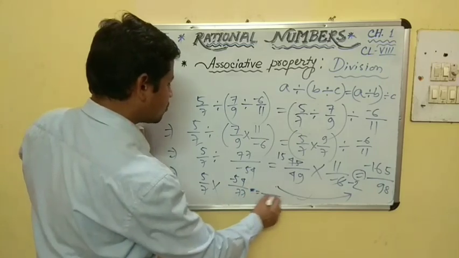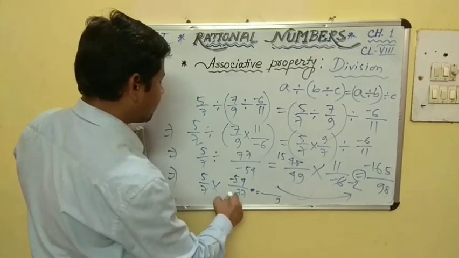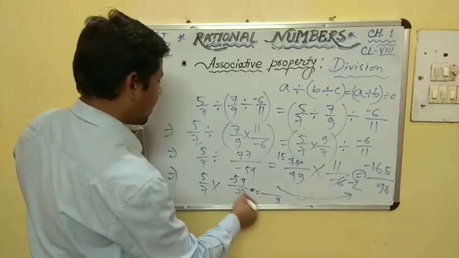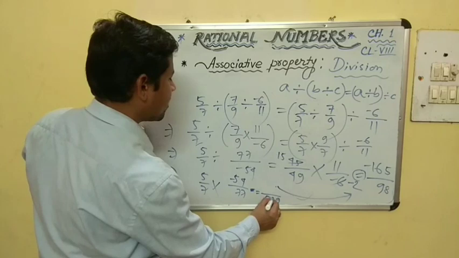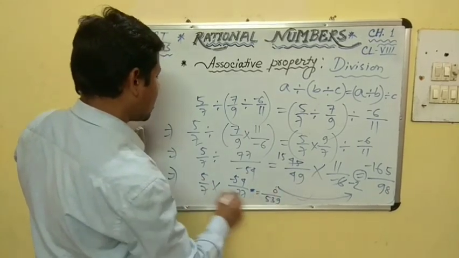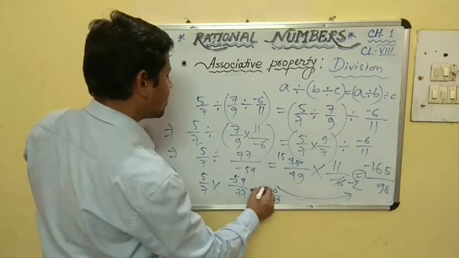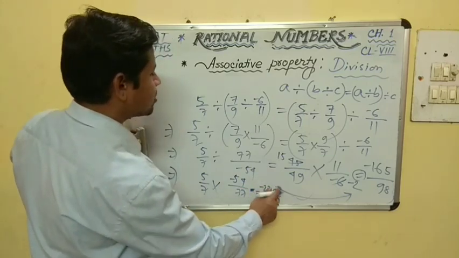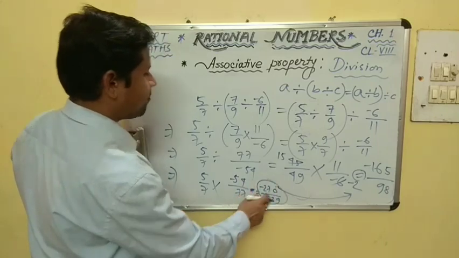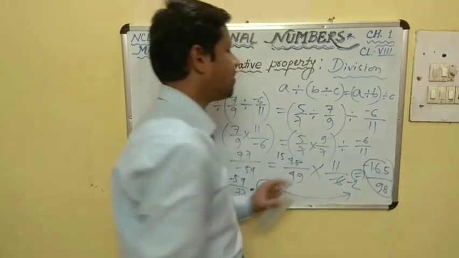That is equal to 7 sevens are 49, 9 carry 4, 7 sevens are 49 plus 4, that is 53 here, and 5 fours are 20, and 5 fives are 25 plus 2, that is minus 27. So minus 270 by 539, and here we have got minus 165 by 98.